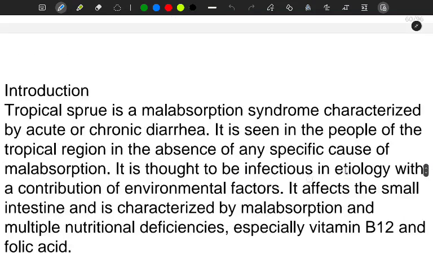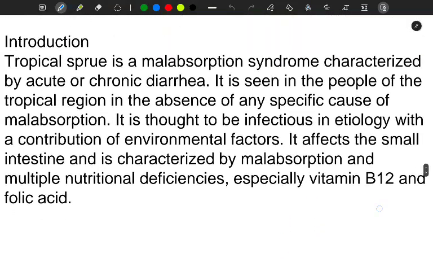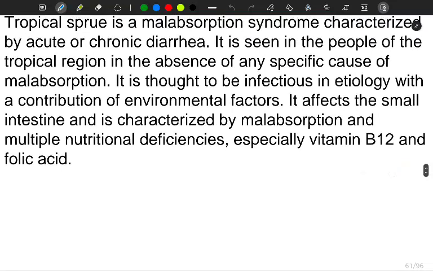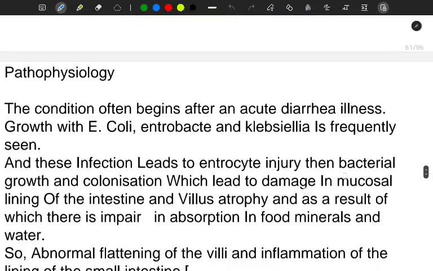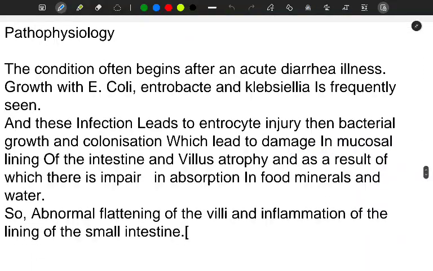Malabsorption syndrome can be acute or chronic, and it can come without a specific cause. It is thought to be infectious, nutritional, with environmental contribution, and it affects the small intestine, with the same presentation as other malabsorptions. Next. The condition can be called like this: travelers' diarrhea, E. coli, Enterobacter, Klebsiella are more frequently seen, later enterocyte injury, invasion, colonization of the mucosal lining, villus atrophy, and eventually impaired absorption.